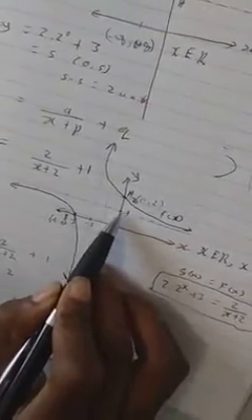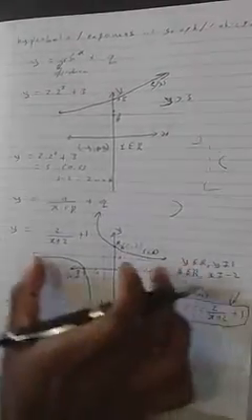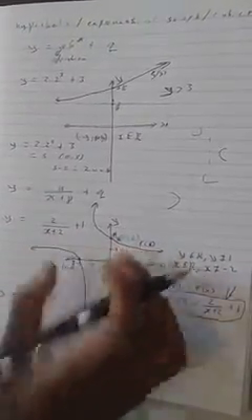Same thing for y. This graph will never cut the horizontal asymptote, meaning y is an element of all real numbers where y is not equal to 1, because this asymptote, which is the horizontal asymptote, is excluded here. All right.